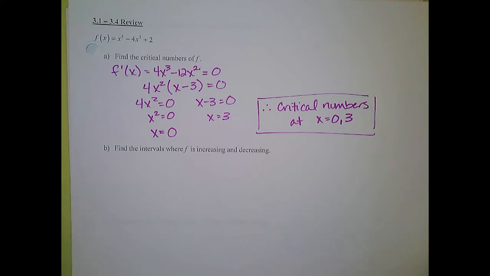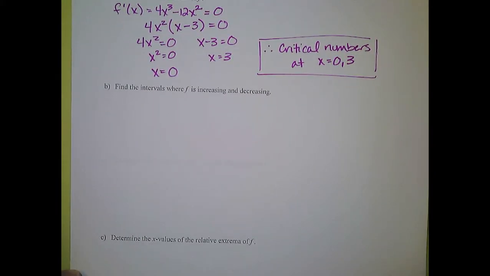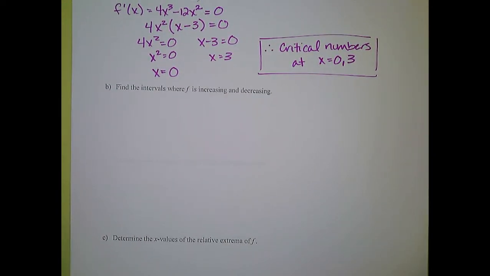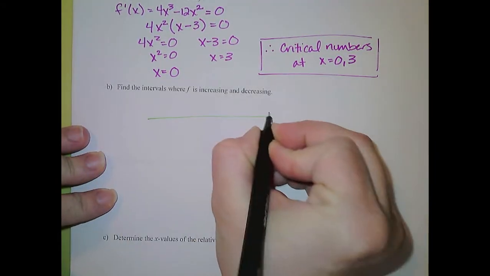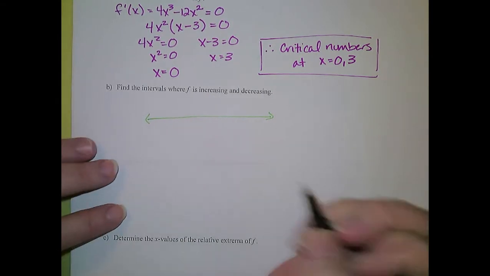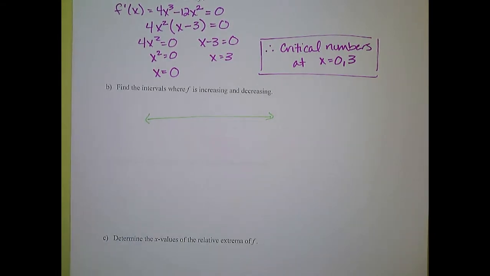Part B wants us to find the intervals where f is increasing and decreasing. So before I showed you guys a number line, and I still think that that's the easiest way to organize your thoughts, but remember that the number line alone isn't justification. So once we take this number line and use it to figure out where the function is increasing or decreasing, we'll need to state that explicitly and why we know it's increasing or decreasing on those intervals.